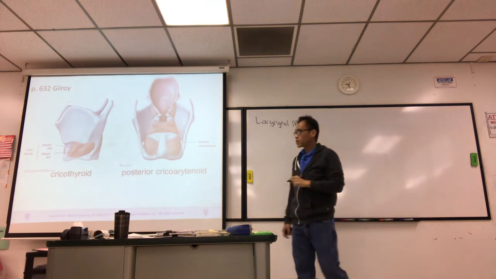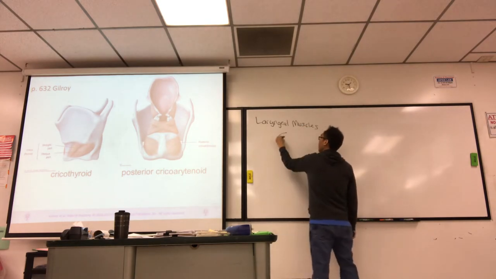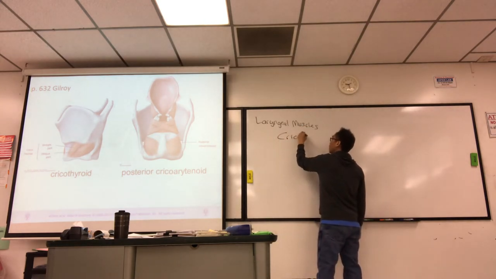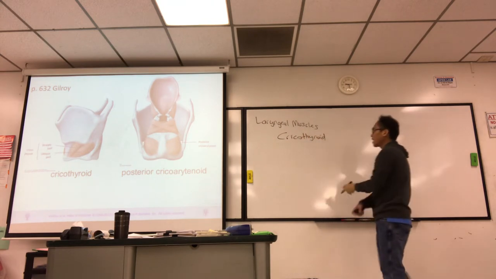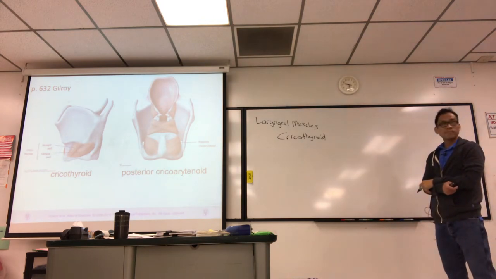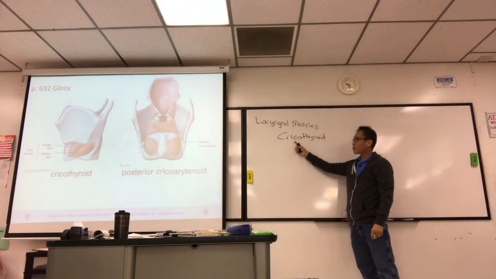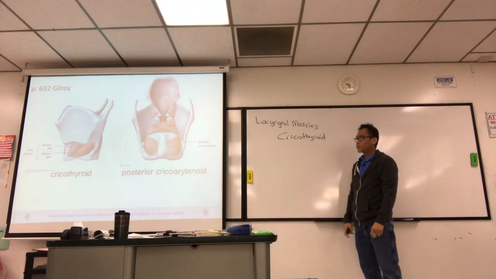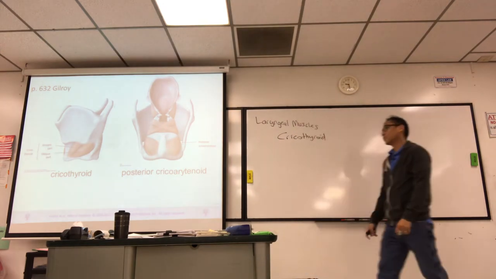Anteriorly, the one on the front is the cricothyroid. There's a couple of heads to it. I'm not going to ask you to name the attachments because it's in the name for this muscle. What do you think cricothyroid refers to? The cricoid cartilage, and the thyroid refers to the thyroid cartilage. But the one on the back is the posterior cricoarytenoid.